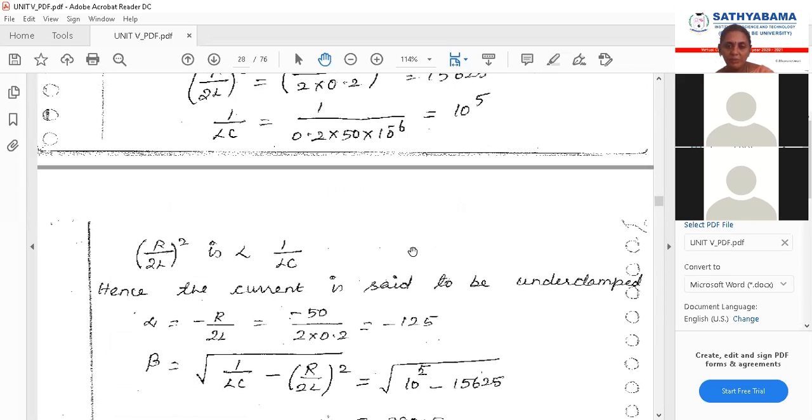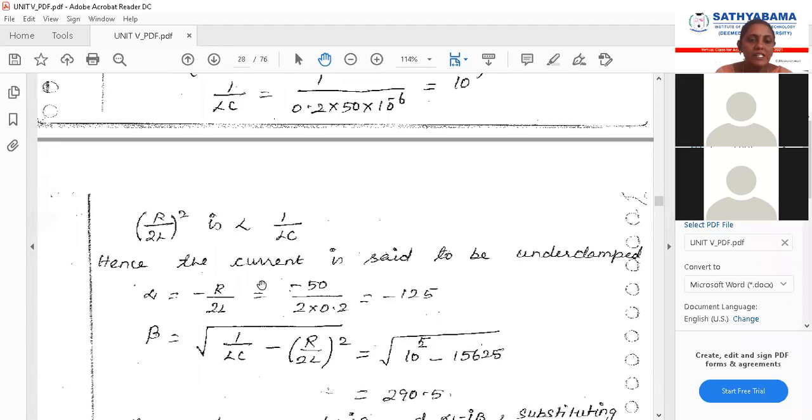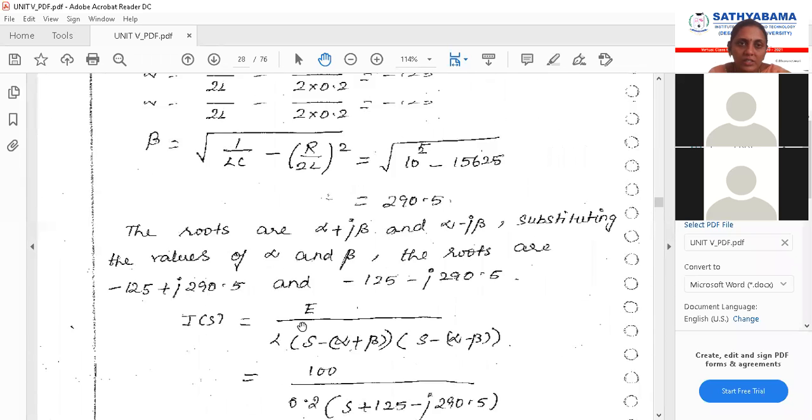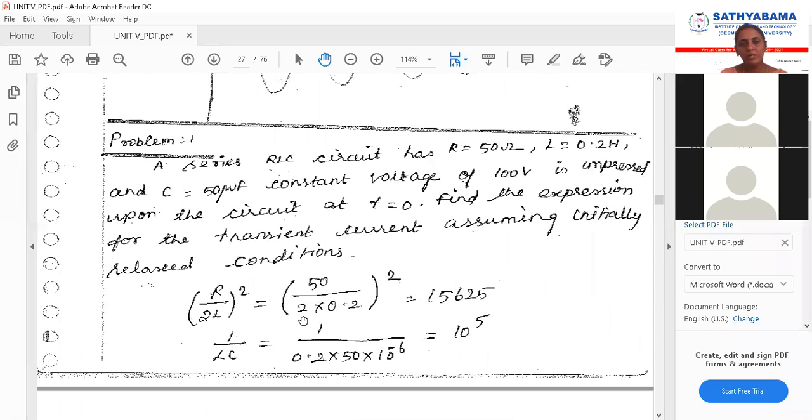We will follow it with a problem based on RLC transients. Okay. Now check here. See, RLC transients are very, very important as compared with RL and RC. Just check out this problem. A series RLC circuit has R equal to 50 ohms, L equal to 0.2 Henry, and capacitance is 50 microfarad. A constant voltage of 100 volts is impressed on the circuit at t equal to 0. Find the expression for the transient current assuming initially relaxed conditions.